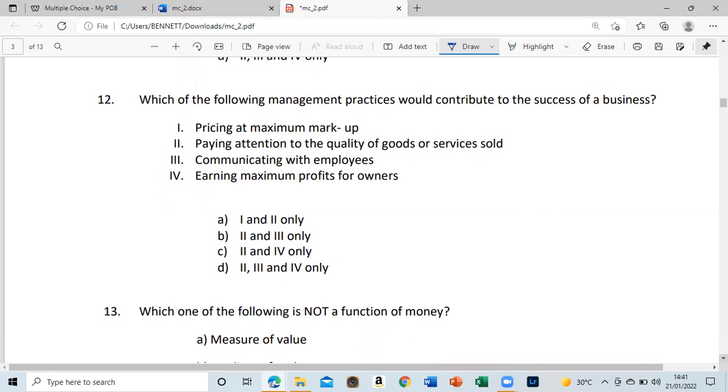Number 12. 2, definitely paying attention to the quality of the goods and services sold. Let's see which one goes with 2. Not pricing. So that would be 3, communicating with employees. So 12 would be B. Let's move on to 13.